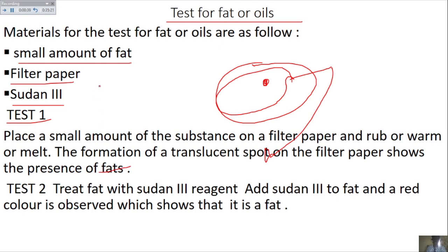Or we use Sudan reagent. When you have the reagent and you put the fat here, then you add the reagent to it. When you add it to the fat, what happens? You are going to see a red color. This red color that is observed shows that fat is present.